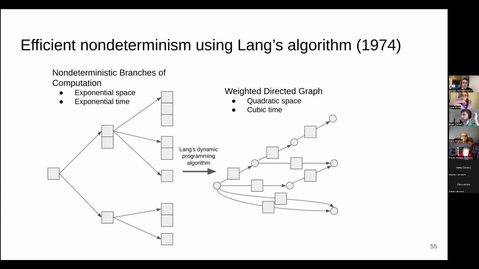The way Lang's algorithm works is it exploits structural similarities in PDA runs. The first is that multiple runs can end in the same exact configuration. And the second is that if you have a stack of height k, then you know that it must have been derived from a stack of height k minus 1.